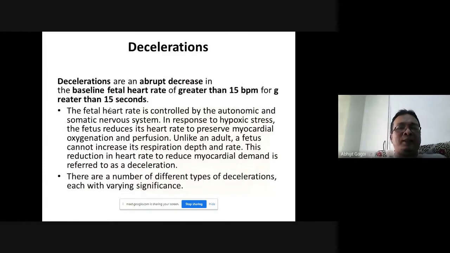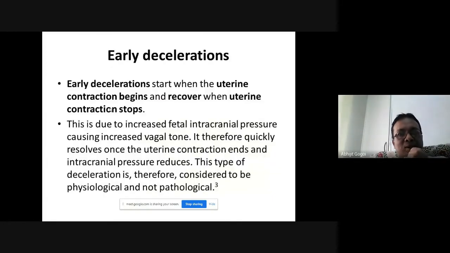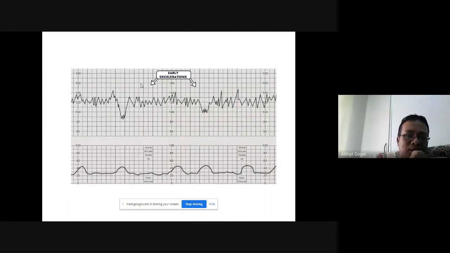Now deceleration, when there is a decrease. Now remember when I showed deceleration. Deceleration we differentiate into three types: early, late, and variable. Now see, this heart rate has decelerated. It has gone down to 80 and then gone up to 90. What is the baseline here? 120, 124 like that. If you draw a midline through all the midpoints, it is say 120. Now the heart rate has gone down to 80, 82, 83 like that. So that is called deceleration.